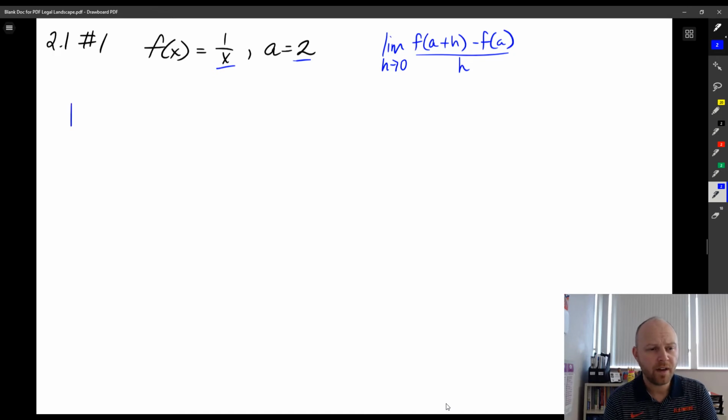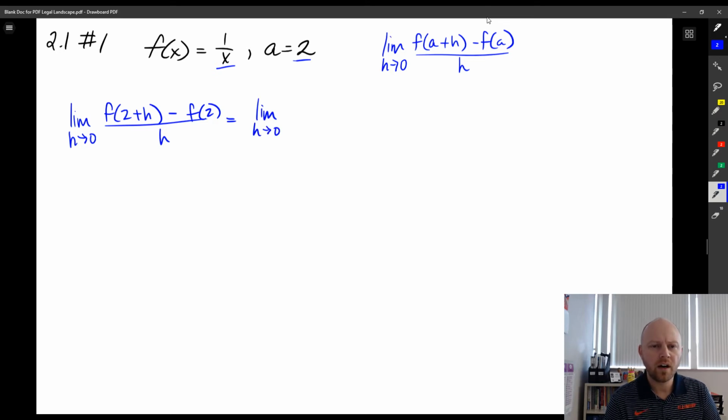So let's begin. We know this is going to be a limit as h goes to 0 of, well, we plug in 2 plus h. So f of 2 plus h minus f of 2 all over h. So what does this look like after we plug in the 2 plus h? So it's still a limit as h goes to 0 of 1 over 2 plus h now, and then minus 1 over 2, and that's all over h.